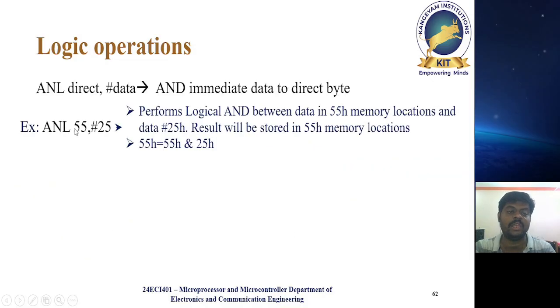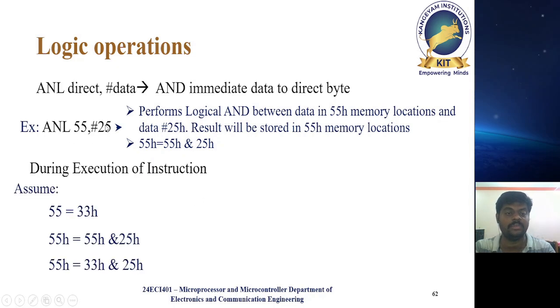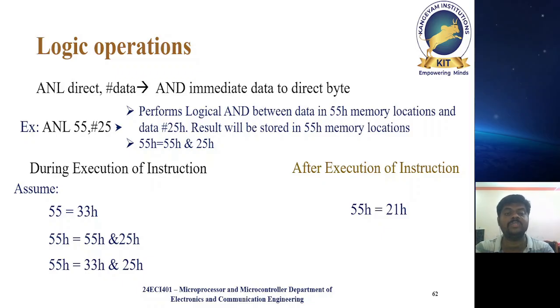Same thing with a direct memory location value, and then immediate data will be utilized for the logical AND operation. So here this 25 is ANDed with the value stored in the 55 memory location, and the result will again be stored in the 55 memory location itself. Okay, this is what happens. So this is all about instructions which deal with logical AND operation.